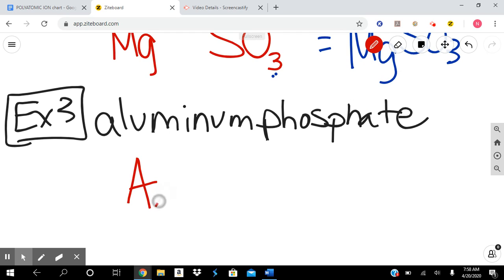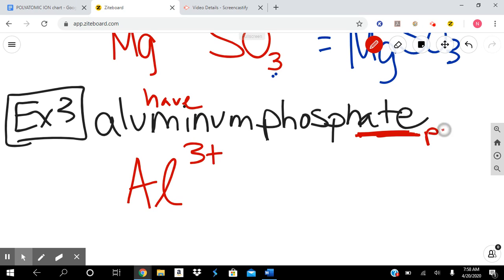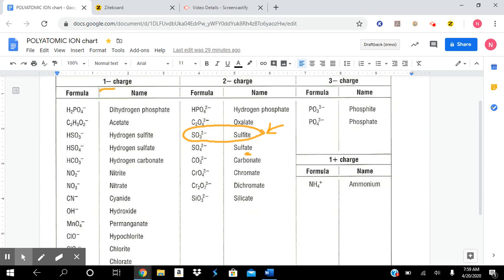Aluminum is in group 3, so its charge, what does it have? It has 3 valence electrons. What did you notice about phosphate? It ends in "ate", so it's a polyatomic. So you went over here and you looked, phosphate, phosphate, phosphate. Bam, here it is, phosphate. It is a 3- ion.